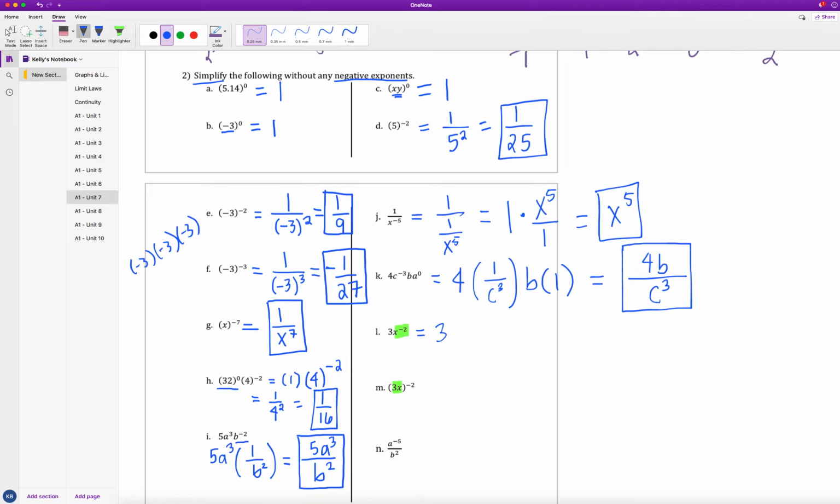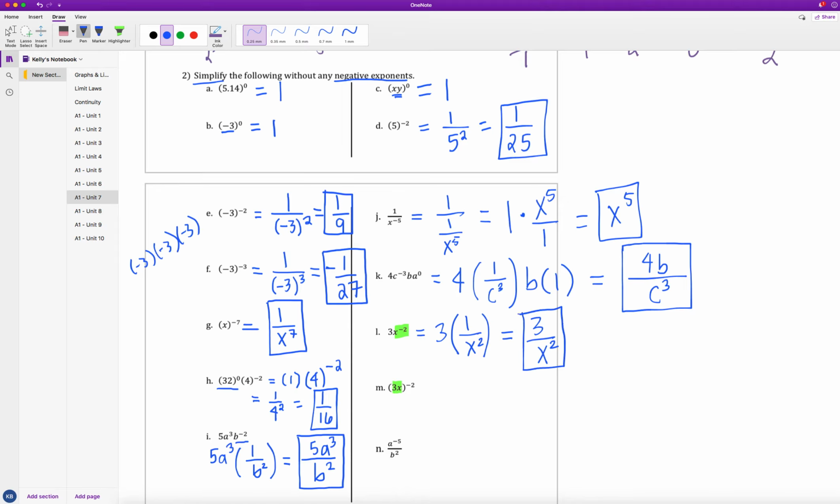So the 3 can never change because it doesn't have any negative 2 exponent on it, but we can rewrite x to the negative 2 as 1 over x to the positive 2, and then from here I can write it as one whole fraction to make it 3 over x squared.